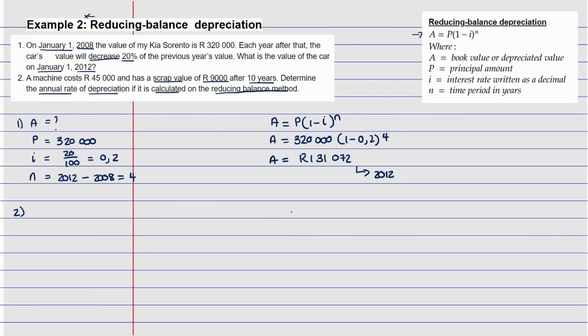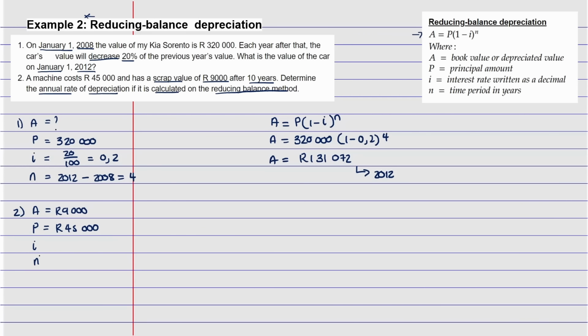So now let's write down all the information that we have, right? So we know we have A, P, I, and N. Let's go back and read the information. It says the machine cost 45,000 and the scrap value is 9,000 after 10 years. So the machine cost 45,000, meaning the present value was 45,000. The scrap value after 10 years is what the machine is worth then, which is 9,000, right?